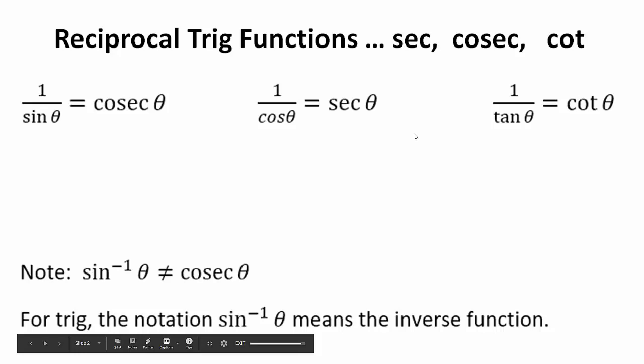There is a quick and nice easy way to remember these. You look at the third letter of each of those words. S in there, cosec, S for sine. Sec, we get C for cos. Cot, we get T for tan. One important thing to note here, down on the left-hand side of the screen, is that sine to the minus 1 does not mean 1 over sine theta. It does not mean cosec theta. For trig, that notation means the inverse function.